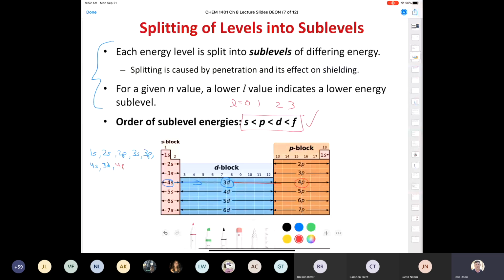So you can see that they really follow a specific order, going from 1s to 2s to 2p to 3s to 3p to 4s. And then you think, well, shouldn't I go from 3p to 3d, or 4s to 4p? You see that they kind of switch orders right here. It's kind of strange, and there's a good reason for that.